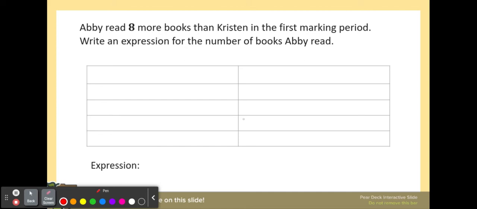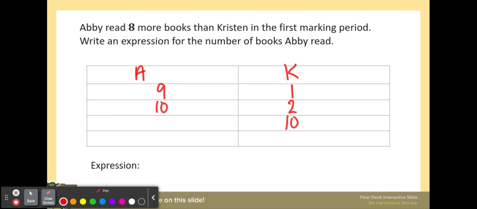The last example says Abby reads 8 more books than Kristen in the first marking period. Write an expression for the number of books that Abby reads. So if we have A for Abby and K for Kristen, I can start plugging in. Abby has to read 8 more than Kristen. If Kristen has 1, Abby has to be 8 more than that, so that would be 9. If Kristen has 2, Abby has to be 8 more than that, so that would be 10.